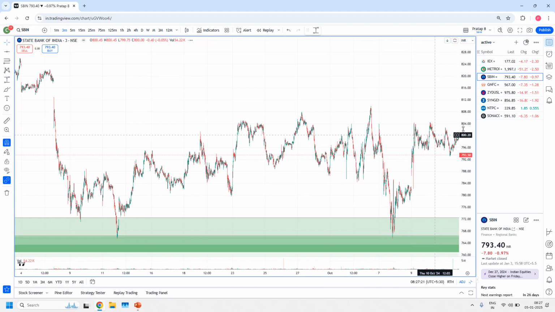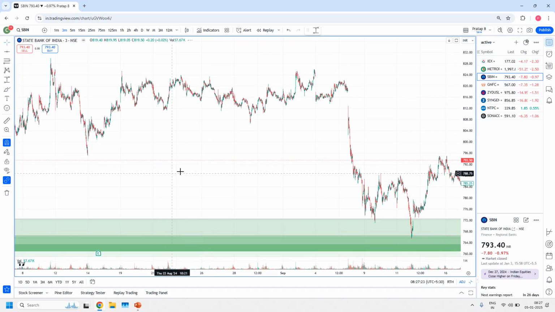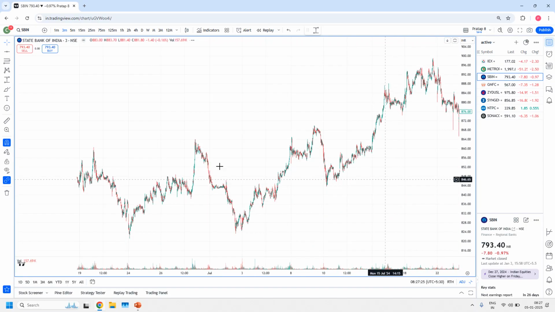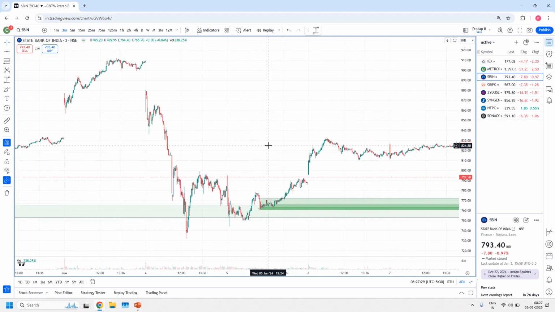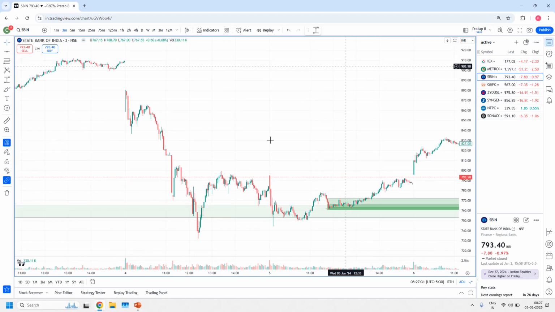Because we know a 3 minute zone could be a supplement to the 5 minutes time frame when 5 minute zones are not very clear. At that time we can consider it.